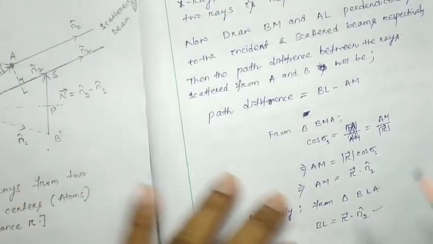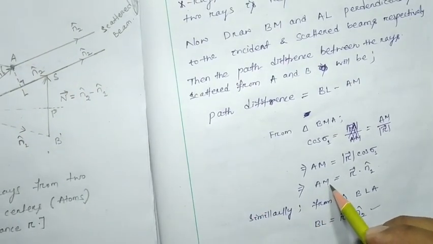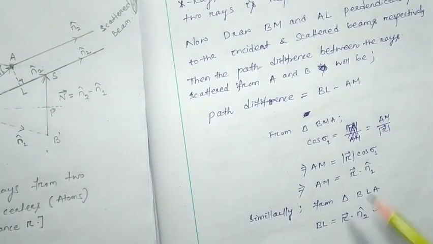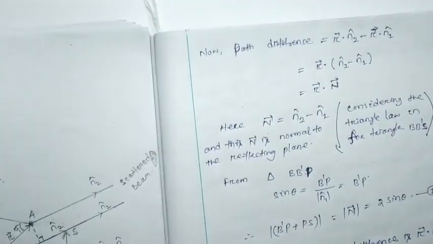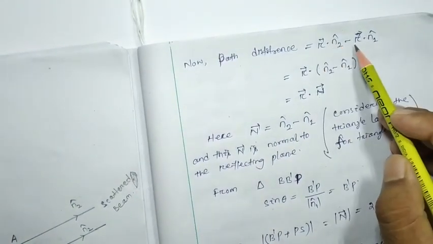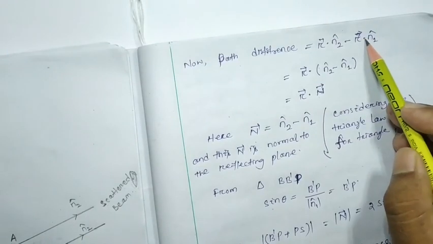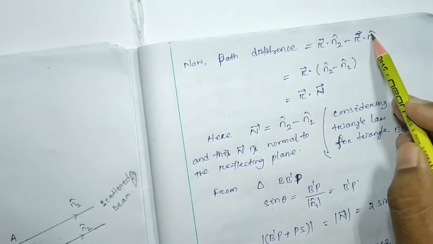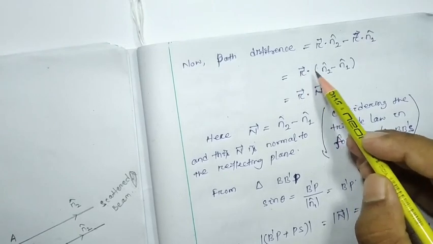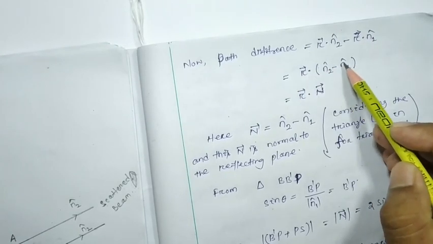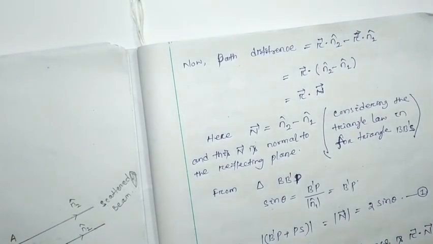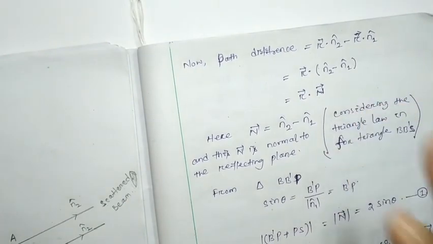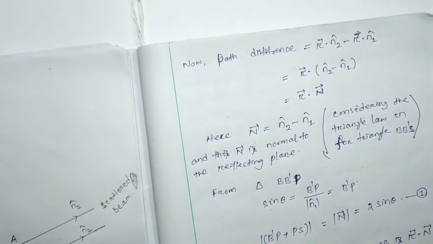Now whenever I put the AM value over here and the BL value over here, what I am going to get is the so-called path difference, which will be R dot N2 cap minus R vector dot N1 cap, or it can be written as R vector dot (N2 cap minus N1 cap). Okay, first you go through that video, then you have to draw the figure and write the note. You can pause the video wherever you want and write the note.